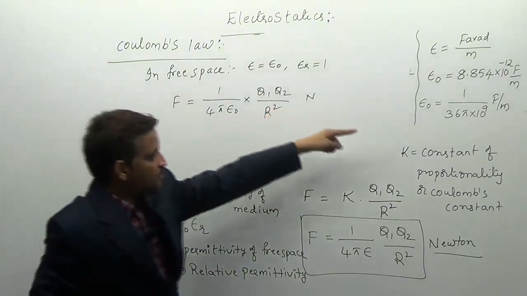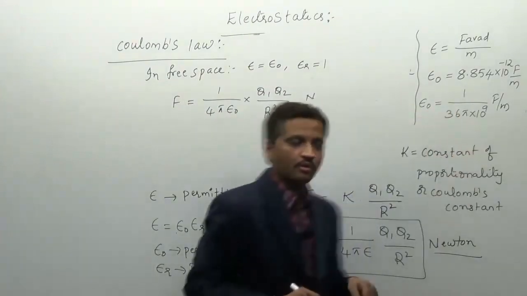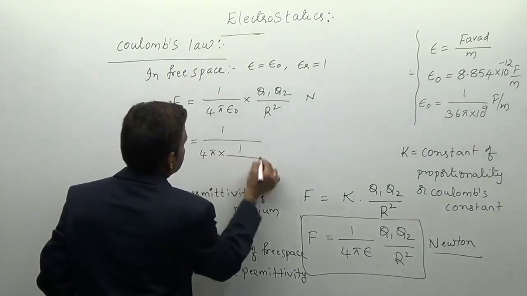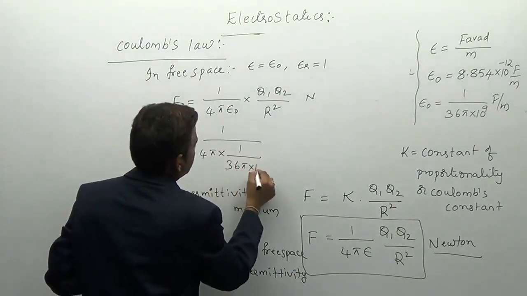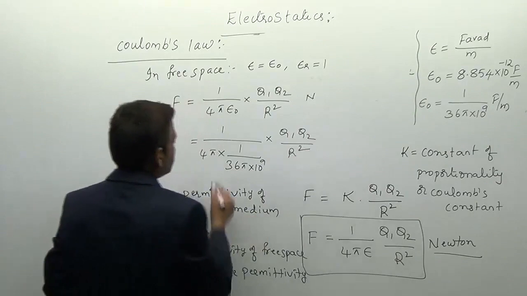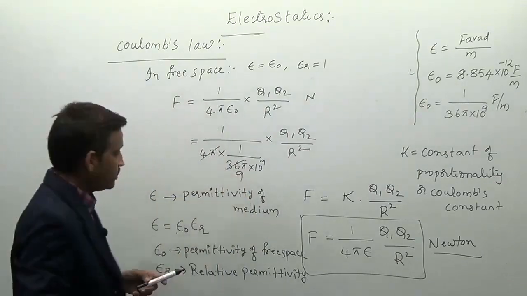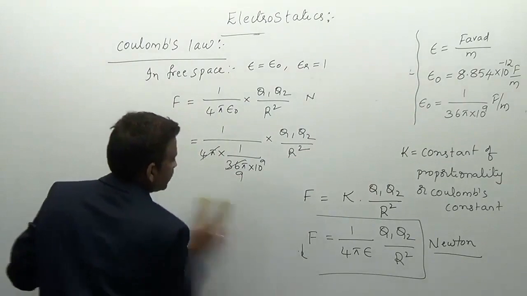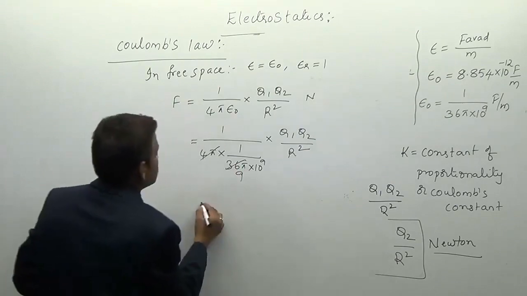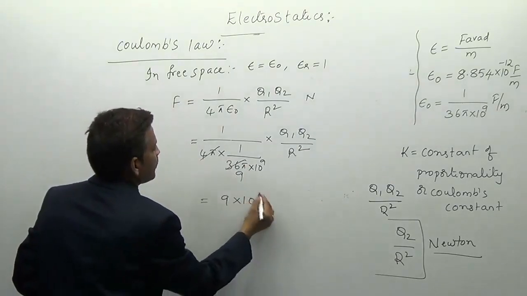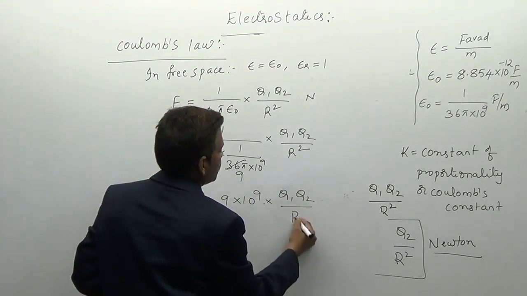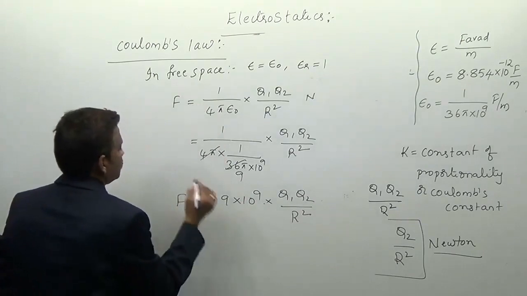This epsilon naught is expressed as 1 by 36 pi into 10 to the power of 9. So if you substitute that here, 1 by 4 pi into 1 by 36 pi into 10 to the power of 9 into Q1 Q2 by R square. So this goes 9 times, and this can be further simplified as 9 into 10 to the power of 9 into Q1 Q2 by R square. This is the force expression.